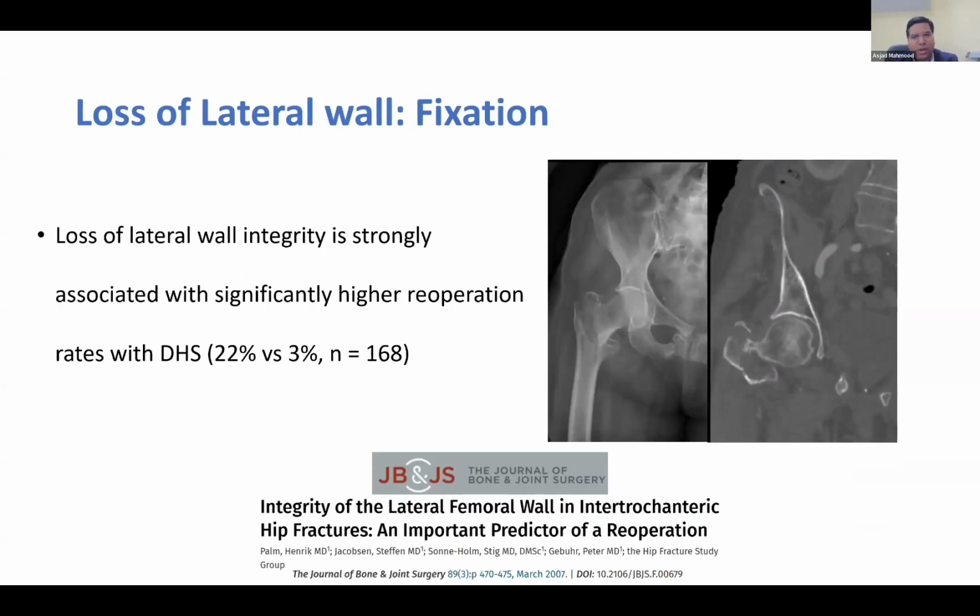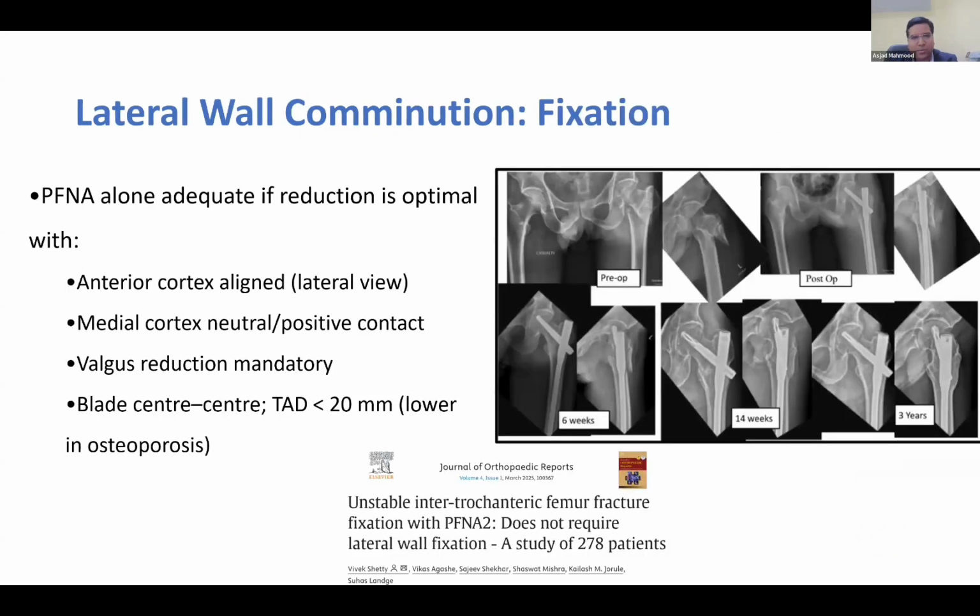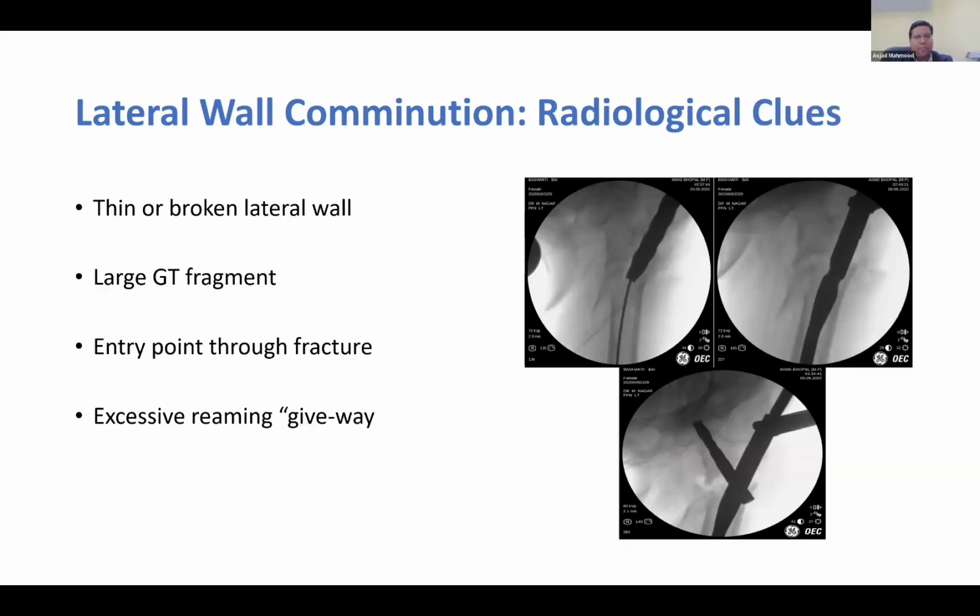What will we do for lateral wall fixation? If the lateral wall is lost, it is associated with a significantly higher reoperation rate with DHS. So we have to use an intramedullary implant or PFN. PFNA alone is adequate, as shown in this study, if the following prerequisites are met. The anterior cortex should be aligned, the medial cortex should be neutral or positive, a valgus reduction is mandatory or at least a neutral reduction, and the blade should be center to center, with a TAD usually 20 to 25, or less than 25 in osteoporosis patients.